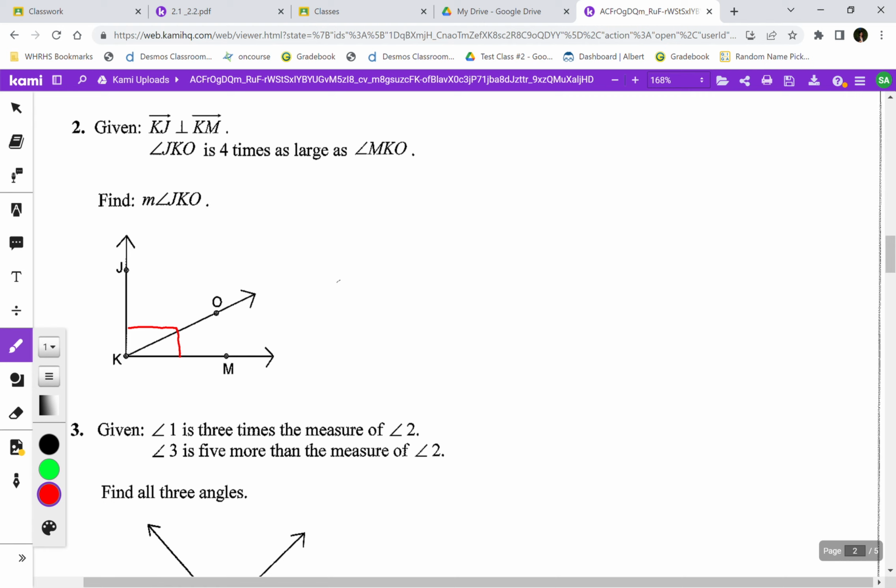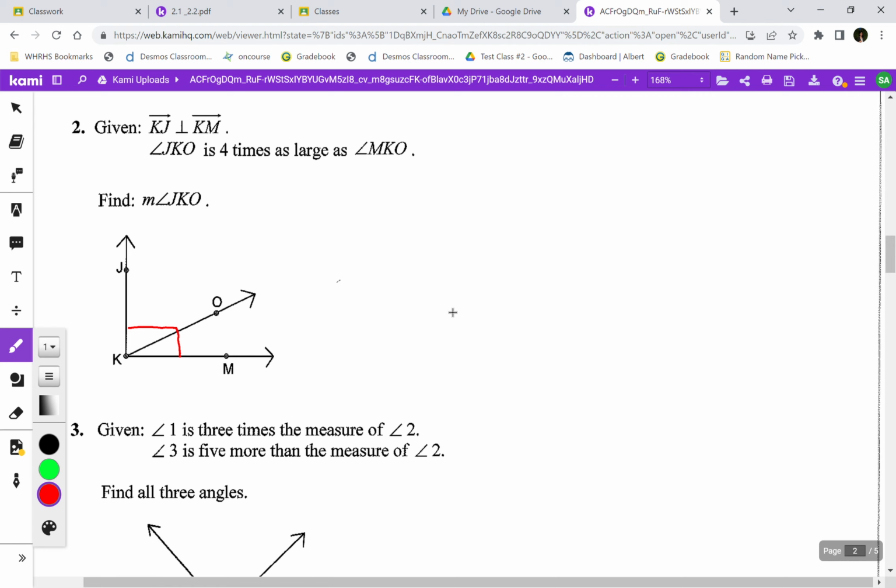Vin? Not Vin. I always call you Vin. I don't know why. You look like a Vin to me. Angle MKO is smaller, but what's your name? Colin? Connor and Colin. Okay, Colin.